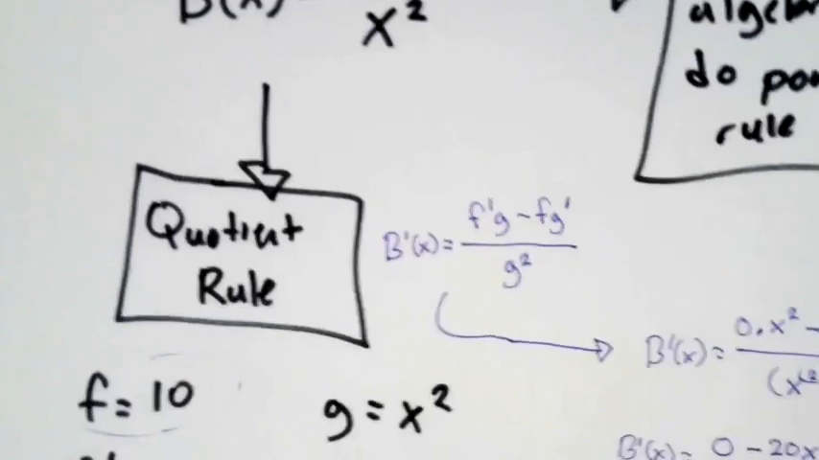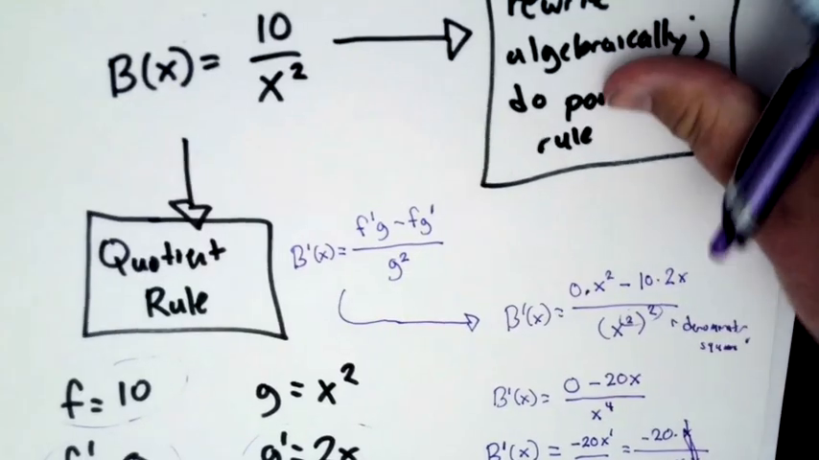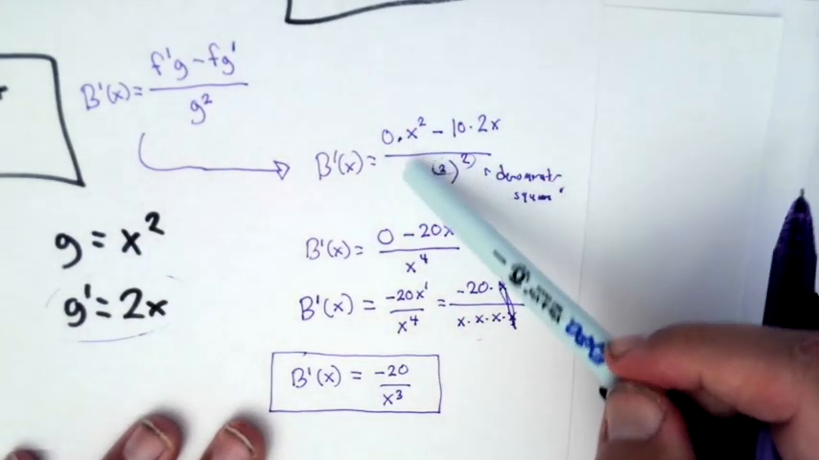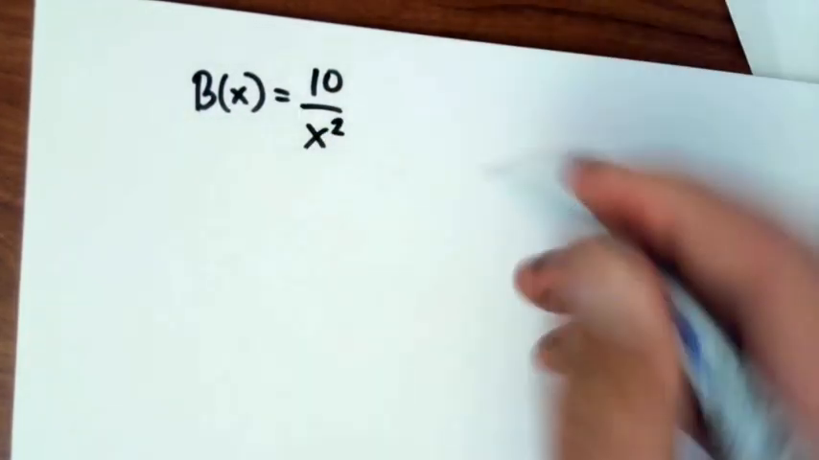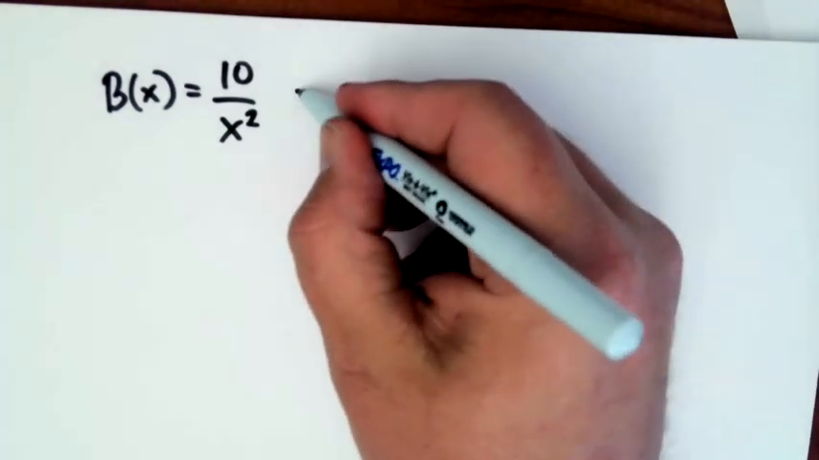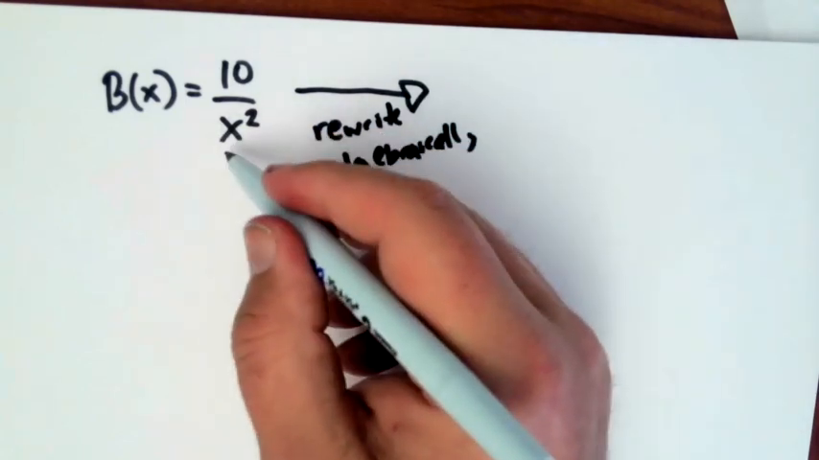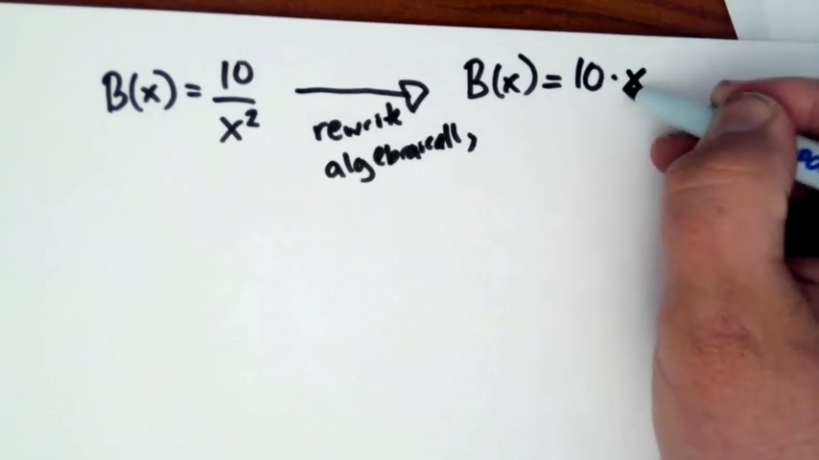You notice we did a quotient rule here, which meant we could just jump right into it, but we still had to do algebra because we didn't want to leave it like this. So the algebra came from simplifying after we applied the rule. Now let's go ahead and just do it. What would it look like if we rewrote it algebraically and did power rule? So if I rewrote b of x equals 10 over x squared algebraically, how would I rewrite it so that it didn't have a denominator? I can bring this x squared up and I can rewrite it as b of x is equal to 10 times x to the negative 2.